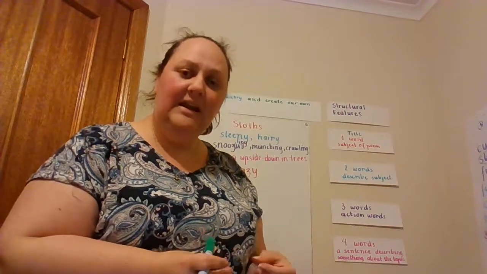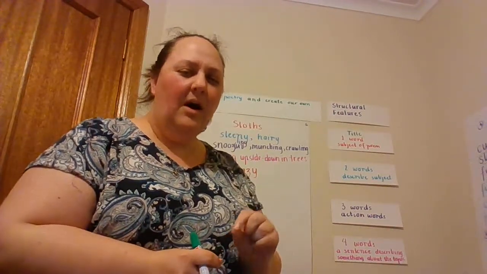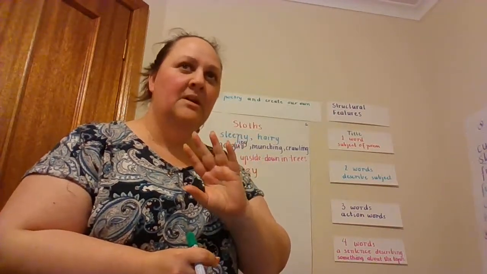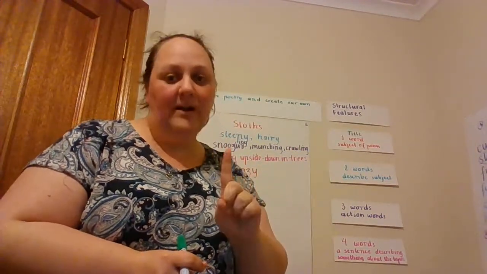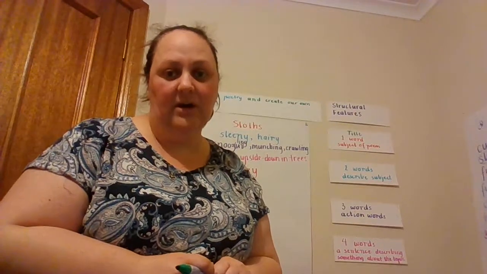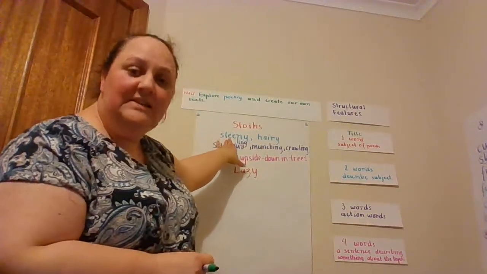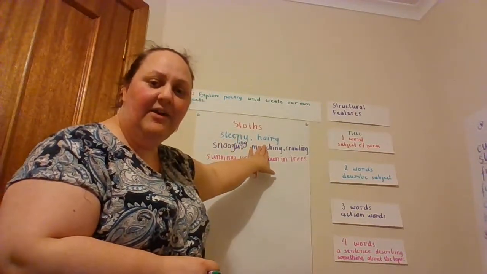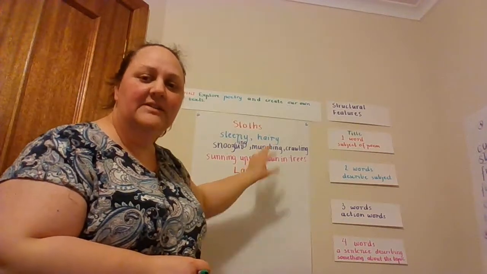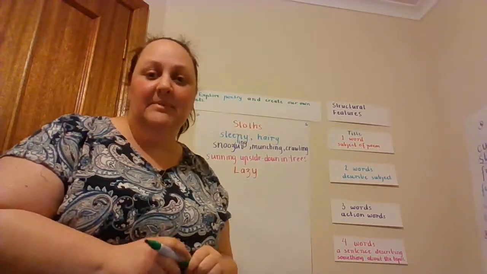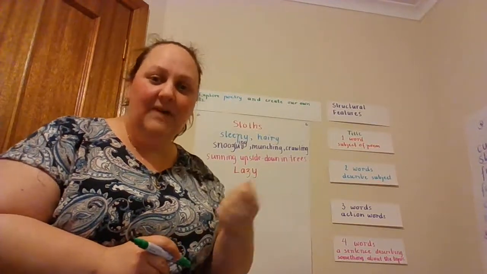Now, when I was reflecting and revising, I wasn't happy with one of my choices in my first line. So you can see here that I have sleepy and hairy, and then the next word on the second line is snoozing. So I want to actually use some alliteration to grab my reader in.